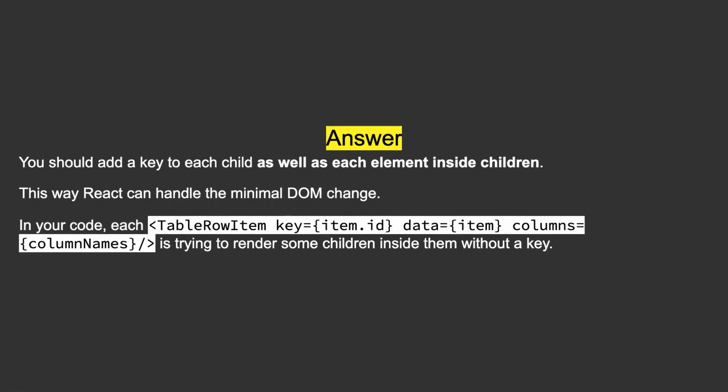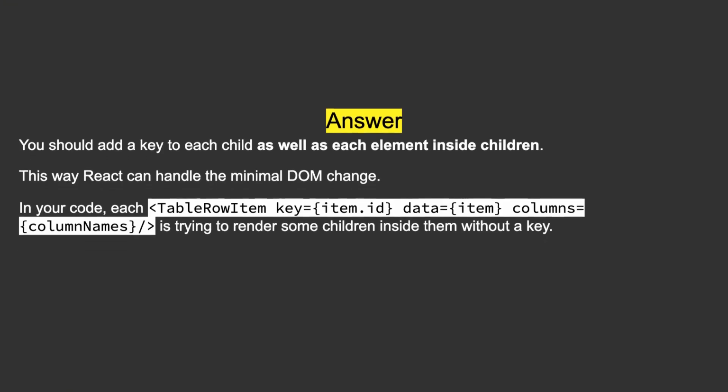You should add a key to each child as well as each element inside children. This way React can handle the minimal DOM change. In your code, each table row item key equals item id, data equals item, columns equals column names, is trying to render some children inside them without a key.